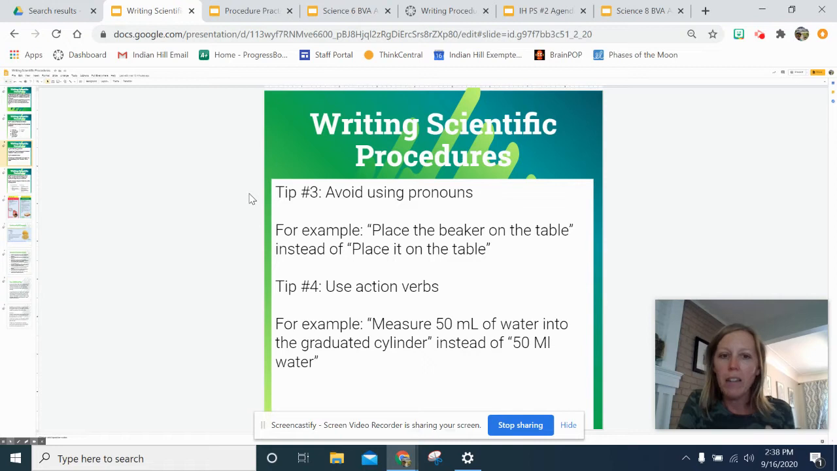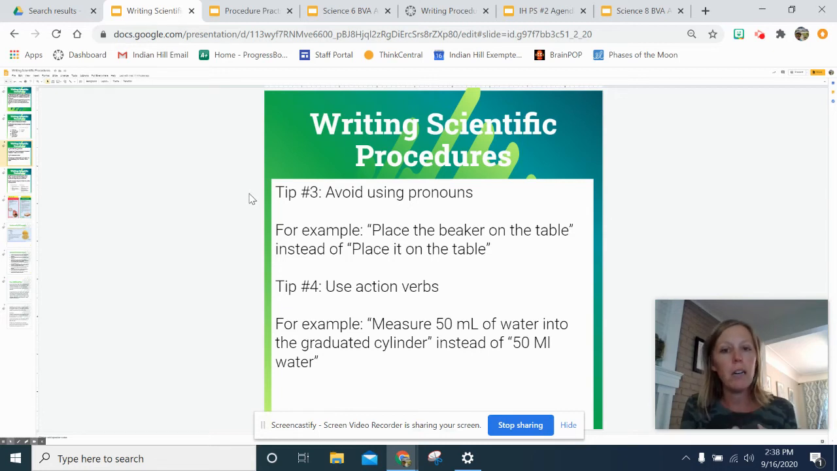Right along with that, tip number 4, use action verbs. Okay, instead of get 50 milliliters of water, you want an action verb like measure 50 milliliters of water into the graduated cylinder. So not only are you specifying what that action is, measuring, you're saying how much, and you're telling us where you're going to put it.